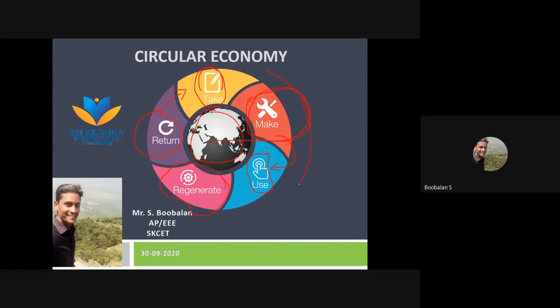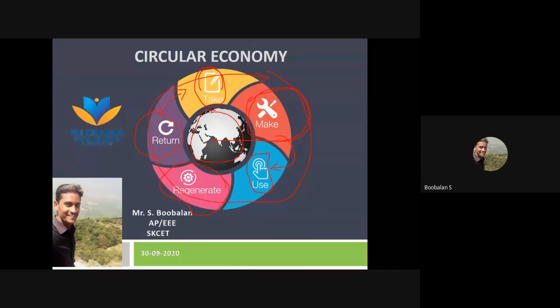It is called round, circular. So from here it is taken and goes back there, and again the product comes. What will be the outcome of this circular economy? Definitely we are able to reduce our wastages. In the same way, we are able to reduce our resource utilization.